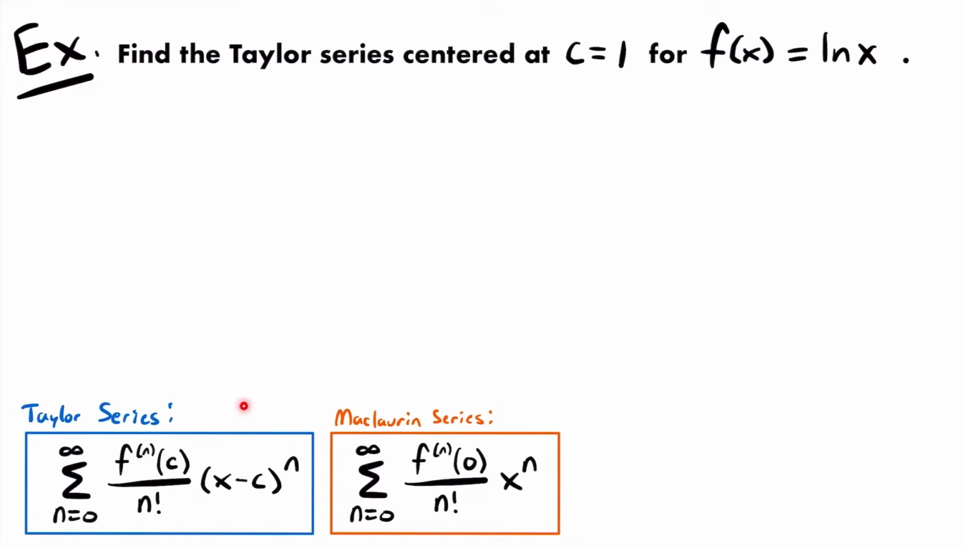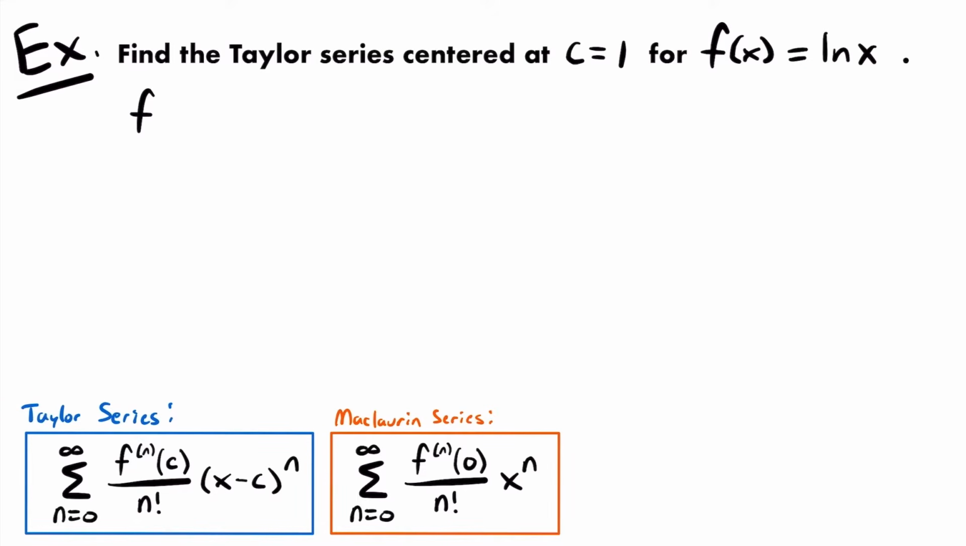In order to represent the natural log of x as a Taylor series centered at c equals 1, we will need to find a way to represent the nth derivative of that function evaluated at c. To do that, we need to start finding the derivatives of our function. We want to find the first derivative, the second derivative, and some other higher order derivatives and see if we can see a pattern and represent them as an nth derivative for this function.